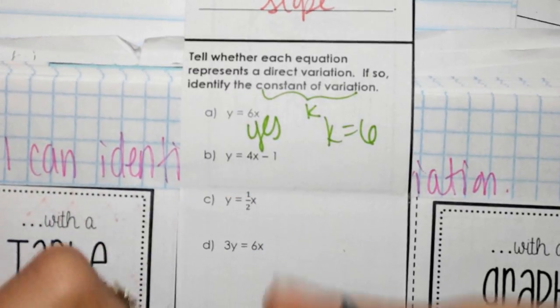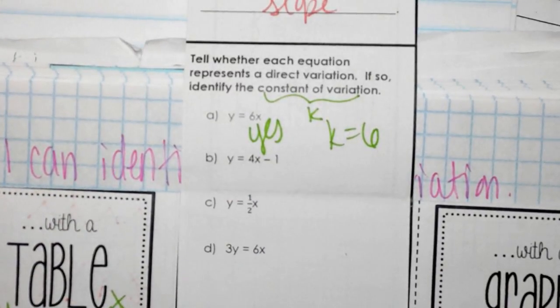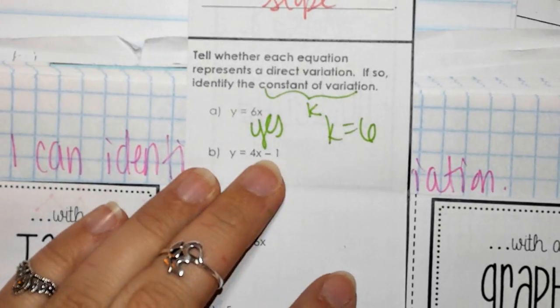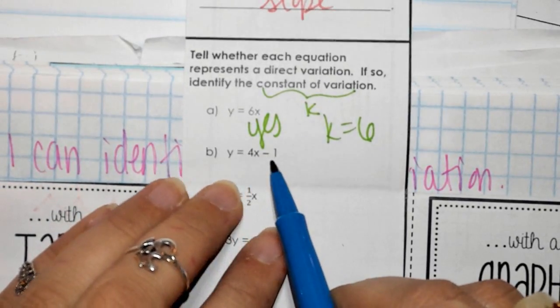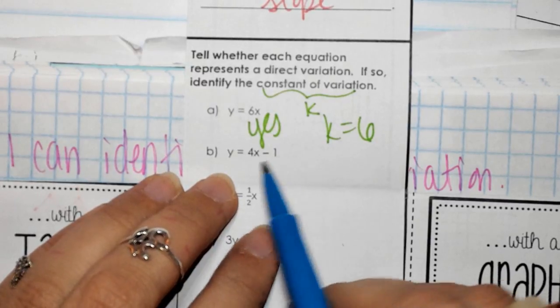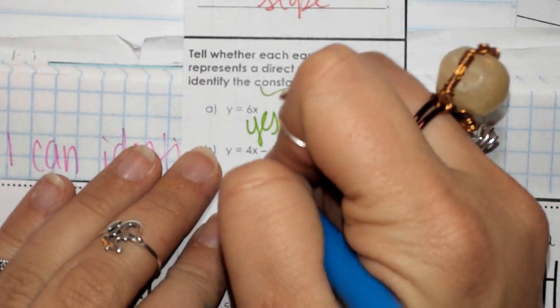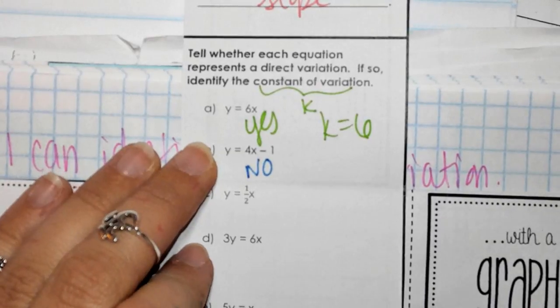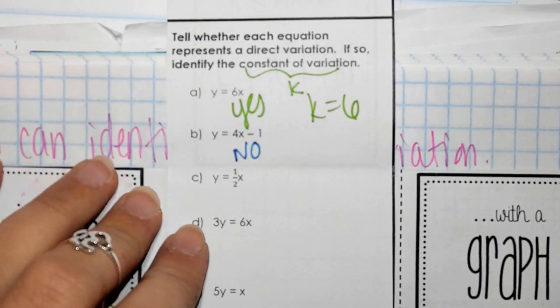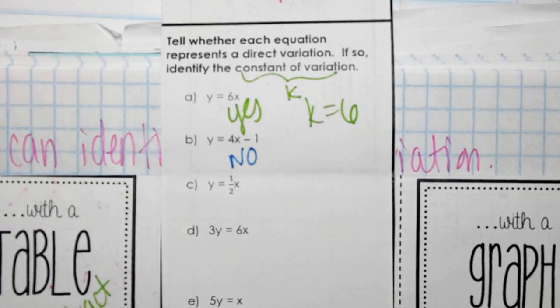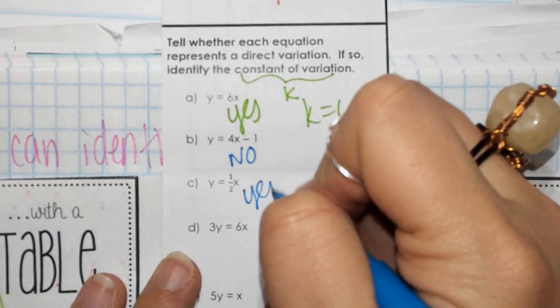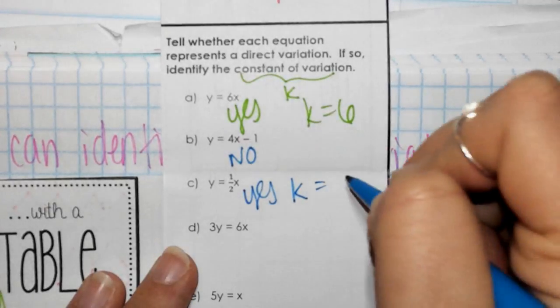Beautiful. Alright, now B. Now remember, the y-intercept has to be 0. What's our y-intercept here? Negative 1. So is this a direct variation? No. Alright, what about C? Yes, it is. And what is K in this situation? 1/2.